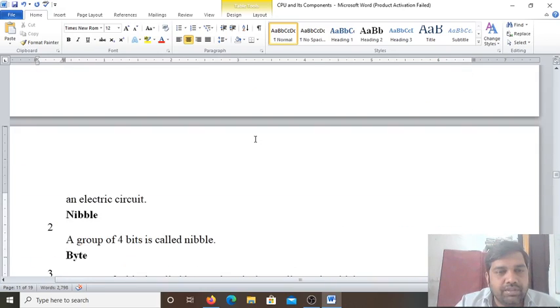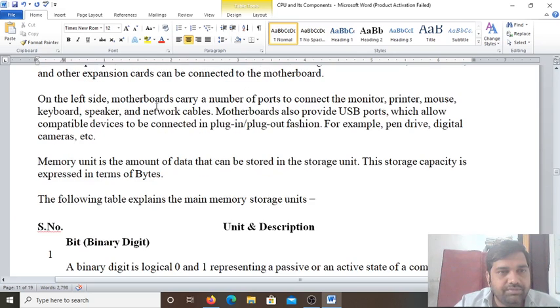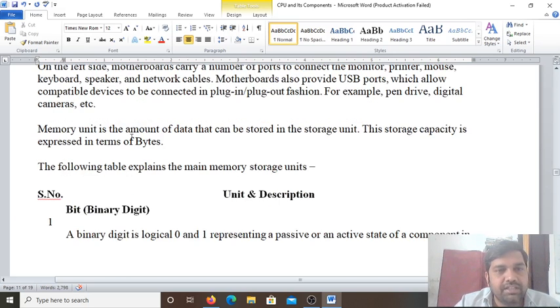Okay. Now, the memory unit. So, memory in the computer is the amount of data that can be stored in the storage unit, like in the RAM or in the hard disk. This storage capacity is expressed in terms of bytes.